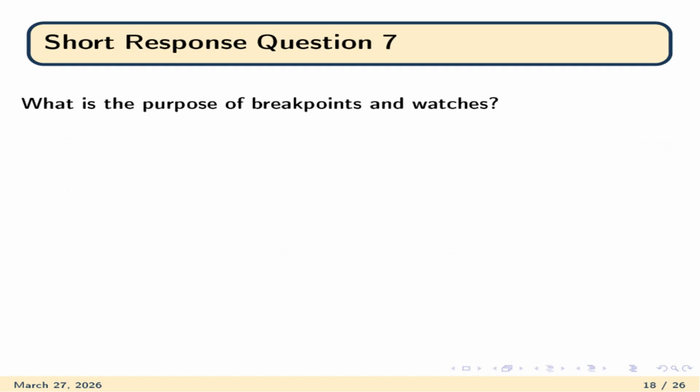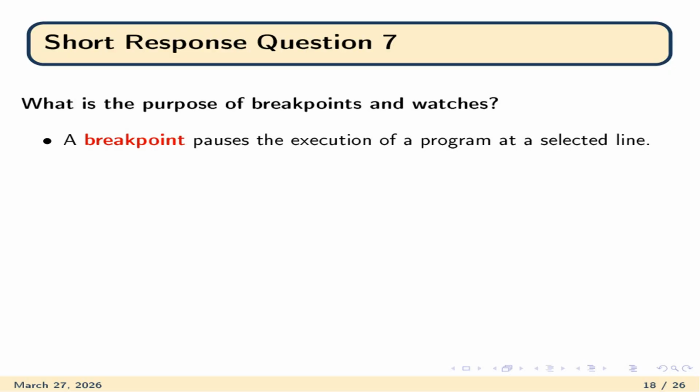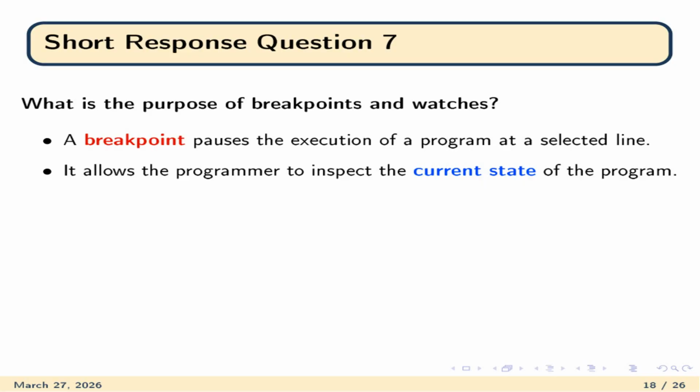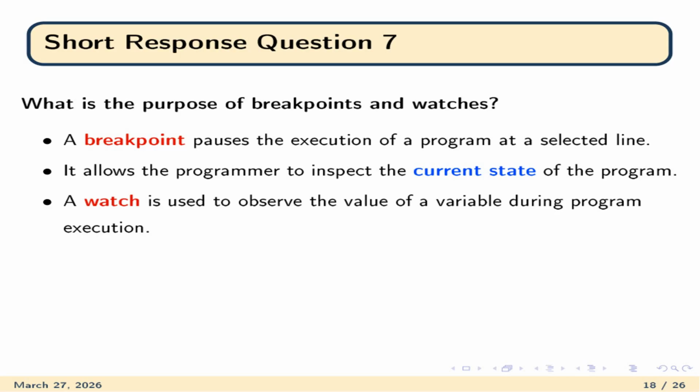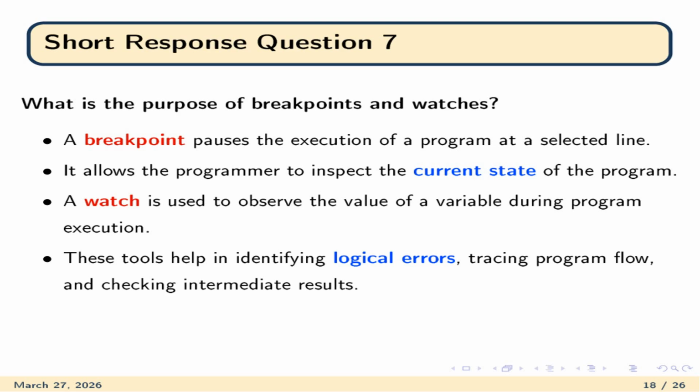What is the purpose of breakpoint and watches? A breakpoint pauses the execution of a program at a selected line. It allows the programmers to inspect the current state of the program. A watch is used to observe the value of a variable during program execution. These tools help in identifying logical errors, tracing program flow, and checking intermediate results.